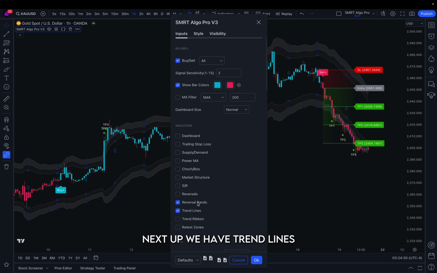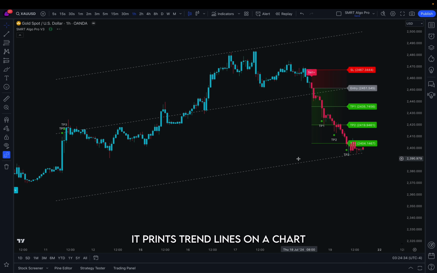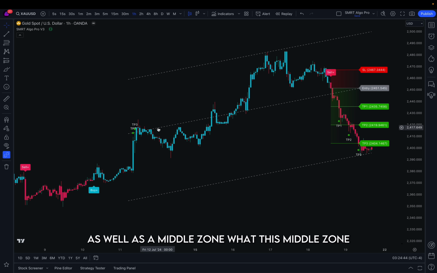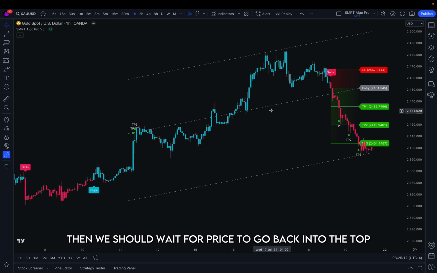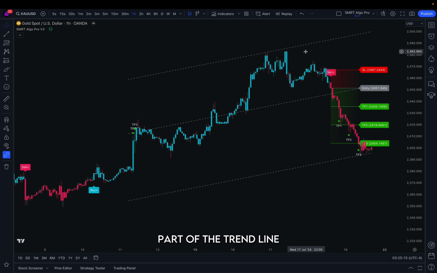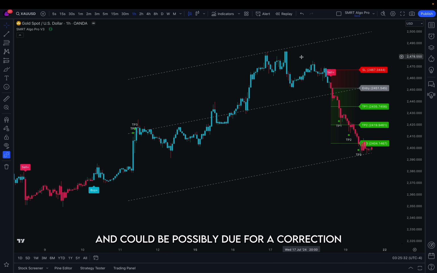Next up, we have trend lines. It prints trend lines on the chart as well as a middle zone. What this middle zone shows is the equilibrium. If we're looking to sell, then we should wait for price to go back into the top part of the trend line, as it would result in a higher probable trade rather than shorting when the market has already been going down for a while and could possibly be due for a correction.